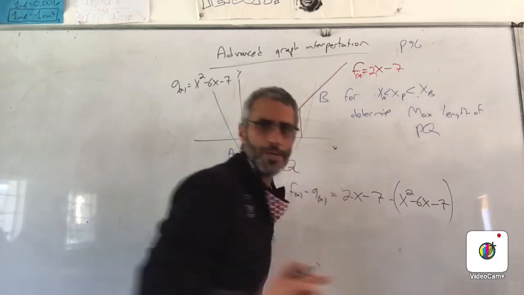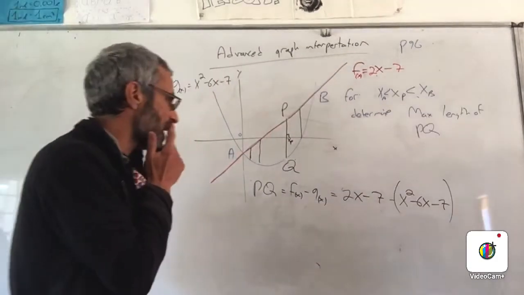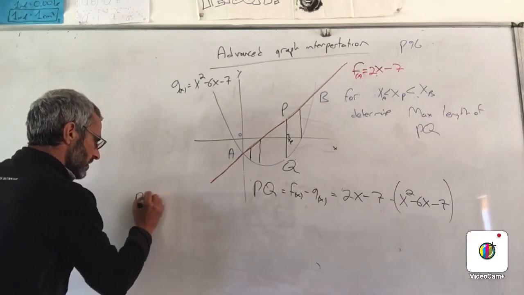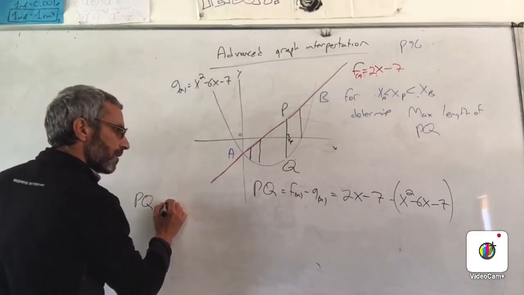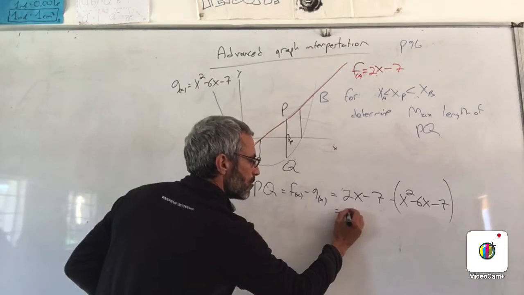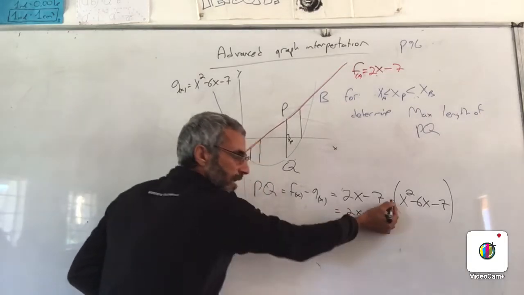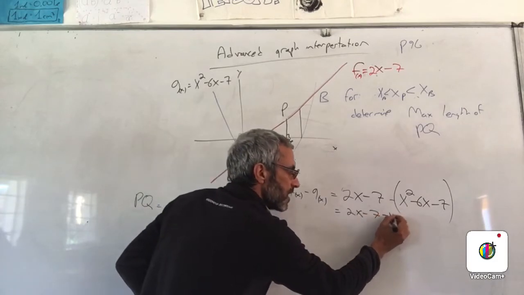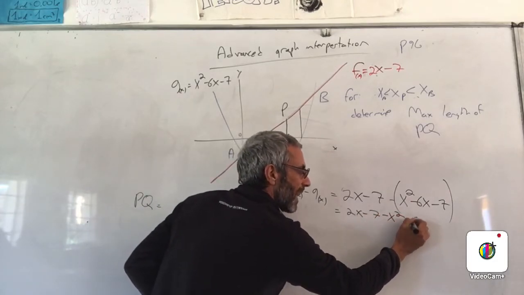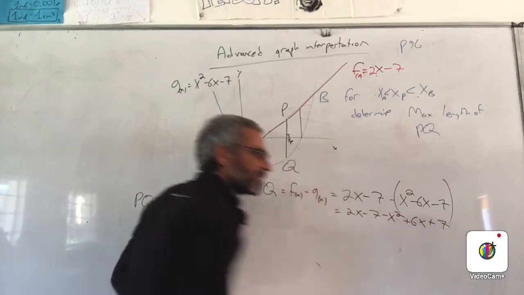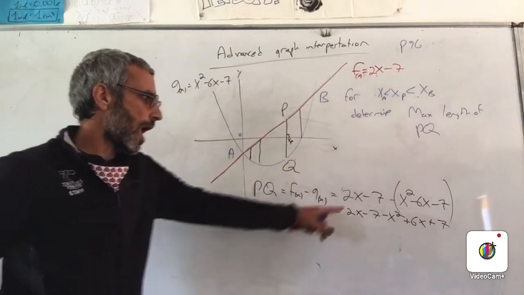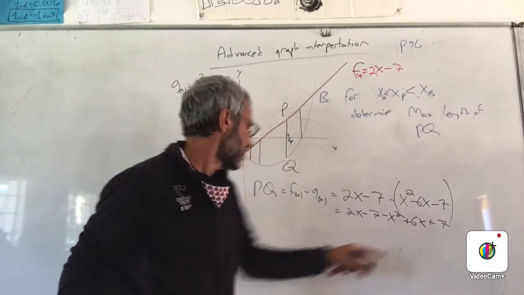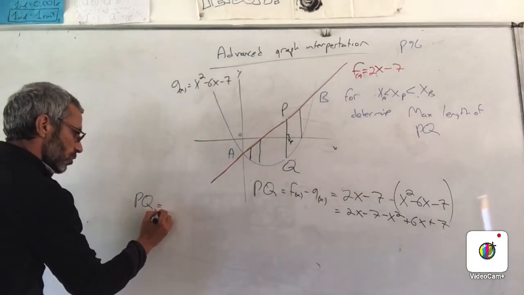Okay, I'll pause for questions. Okay, so now I have this expression for PQ. Let's write it a bit nicer. 2x minus 7, because we were good and we put the brackets, then it's going to be minus x squared plus 6x plus 7. You see why the brackets are really important. Otherwise, you'll get the wrong signs here. Tricky, it's very naughty.